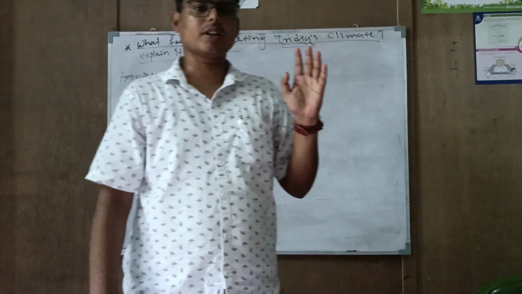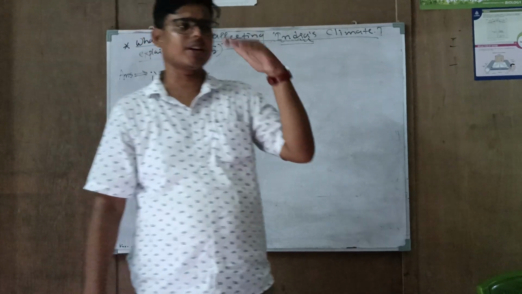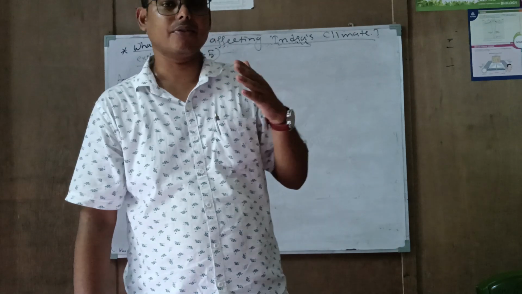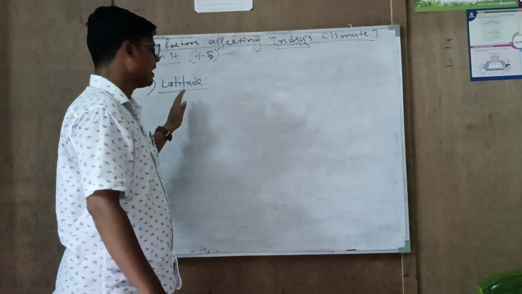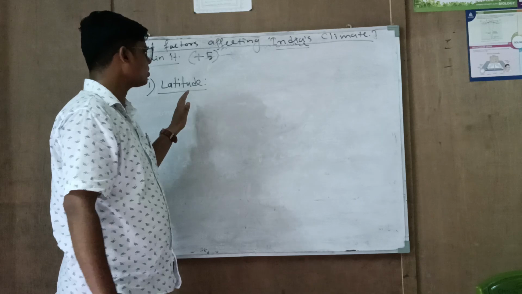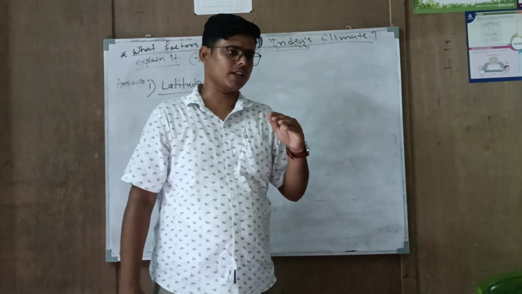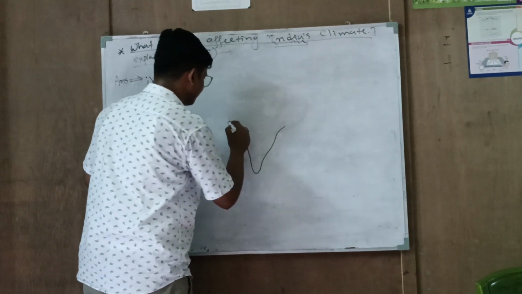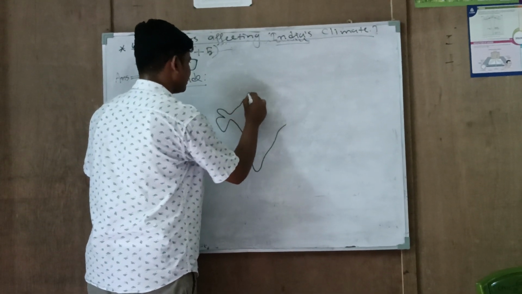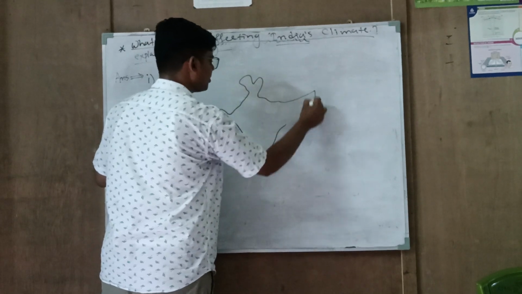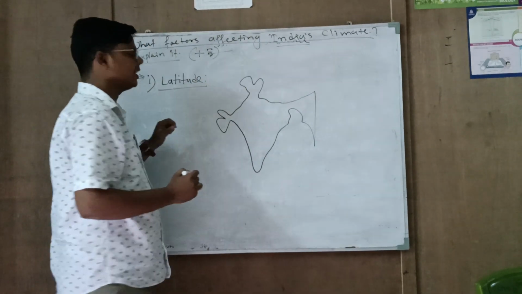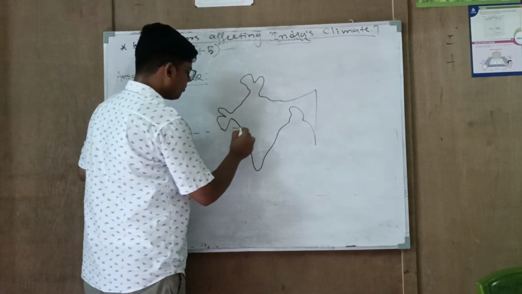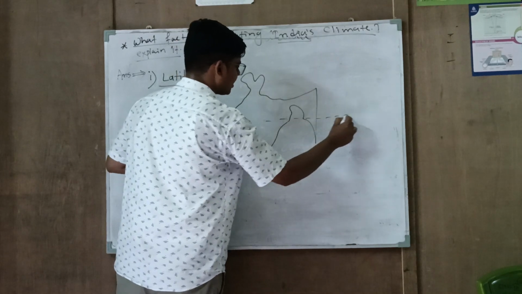So if I talk about the geographical factors controlling the climate of India, the first factor will be latitude. So latitude controls the Indian climate. If I talk about latitude, then this is a rough India map. As you know, the Tropic of Cancer passes through the middle of India, yes or no?